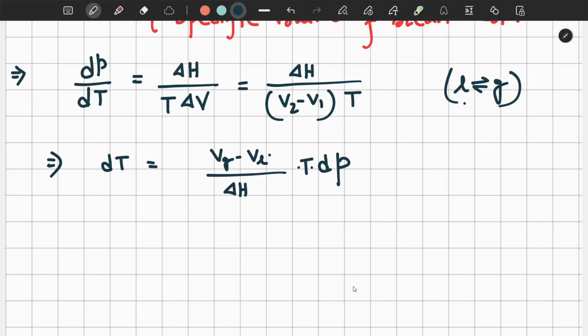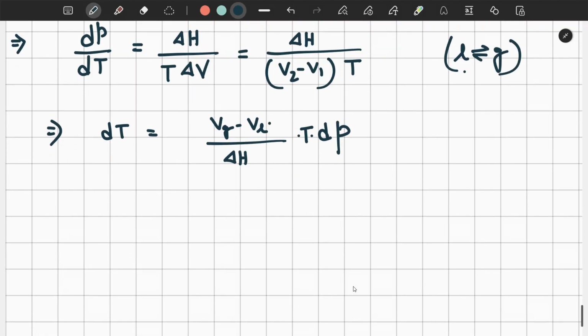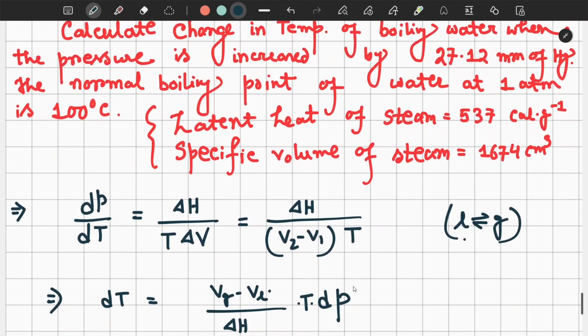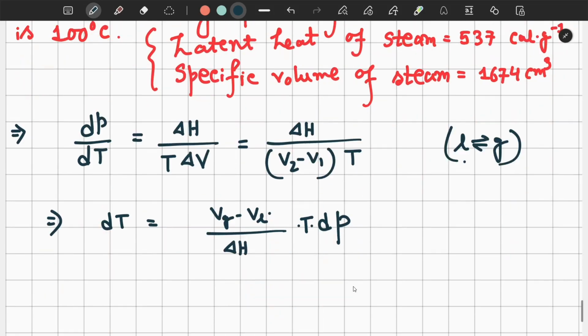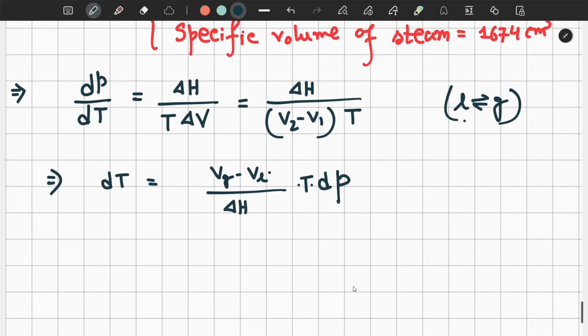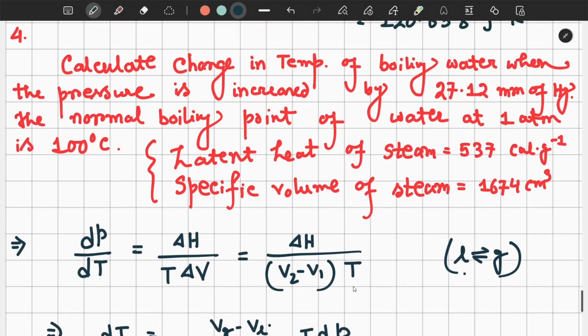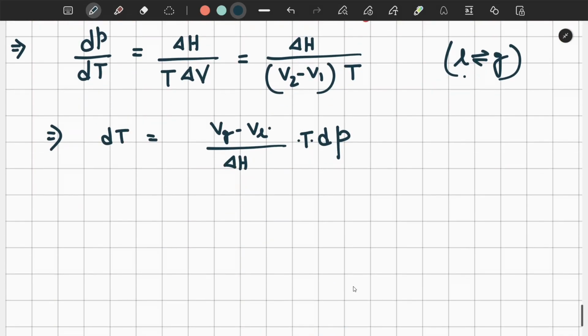Yes, I'm getting the same. Now what is known? Everything is known. No, but it's dT and dP. Correct. Latent heat means delta H. Yes, specific volume of steam is given. Okay, you can change it. How?